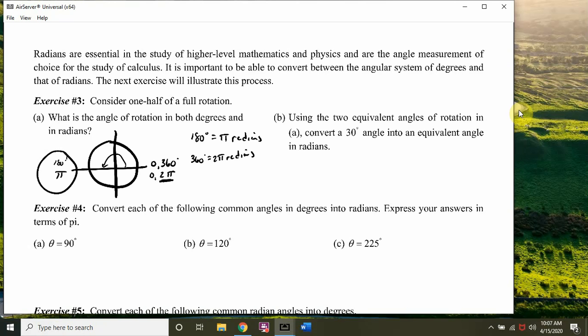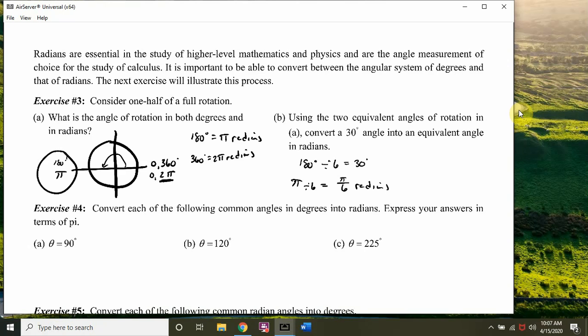Part B, using the two equivalent angles of rotation in part A, convert a 30-degree angle into an equivalent angle in radians. Well, look, if we have 180 degrees, what do we have to divide that by to get to 30 degrees? Well, let's divide by 6. That'll take us to 30 degrees. So if I start with the equivalent radians, which is pi, and I divide that by 6, I would write that as pi over 6 radians. So 30 degrees and pi over 6 radians are the same.